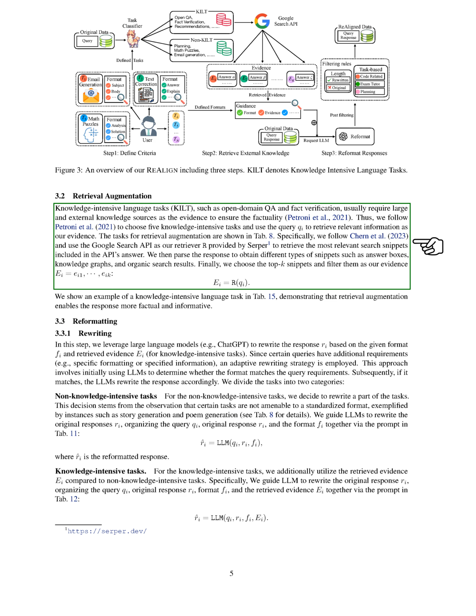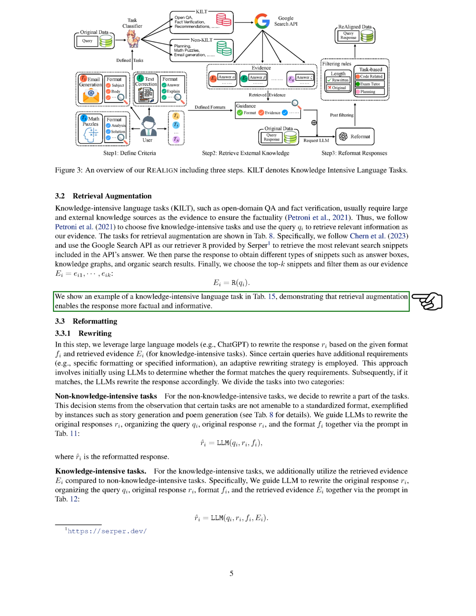For knowledge-intensive language tasks, which require substantial external knowledge to ensure factuality, we select 5 tasks for retrieval augmentation. We use the Google Search API to retrieve the most relevant information, which is then filtered to serve as evidence for enhancing the responses. This step makes the responses more factual and informative.